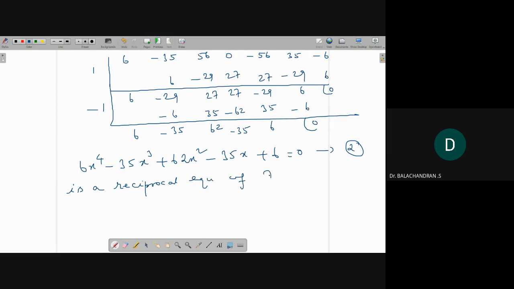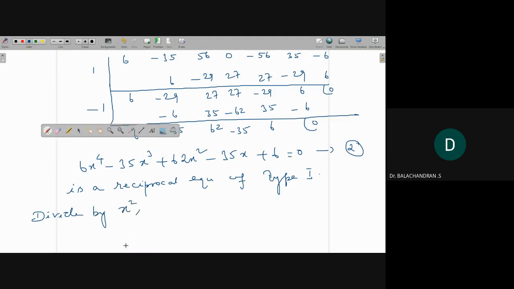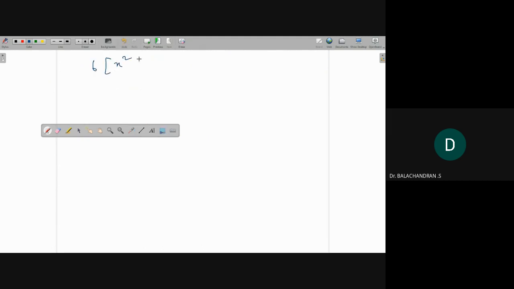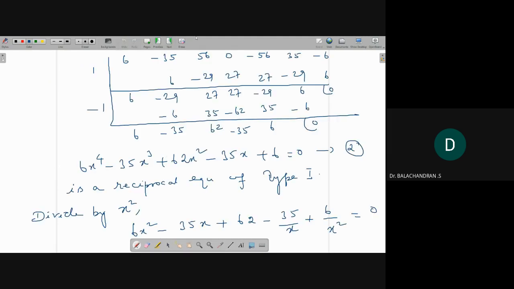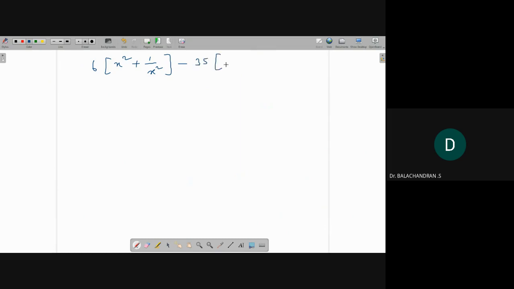Reciprocal equation of type 1, so divide by x square. If you divide by x square, you'll get 6x square minus 35x plus 62 minus 35 by x plus 6 by x square equal to 0. So take 6 commonly: 6 into x square plus 1 by x square, and then minus 35 into x plus 1 by x, plus 62 is equal to 0.